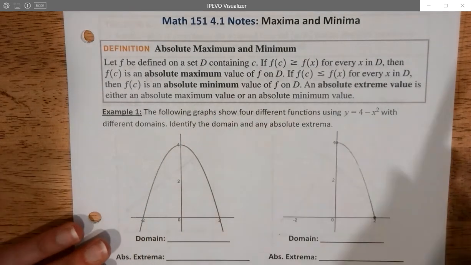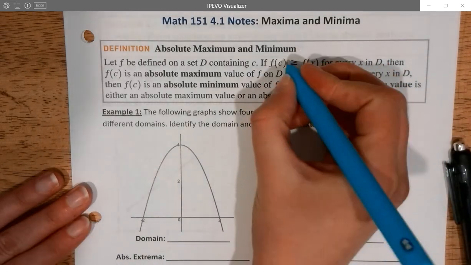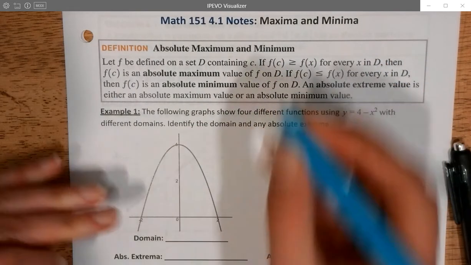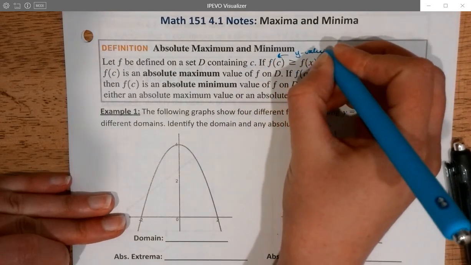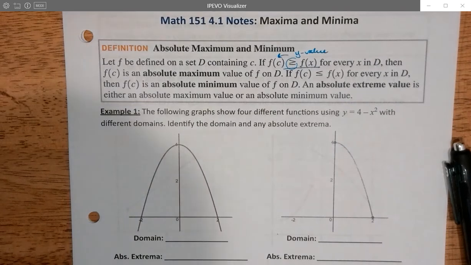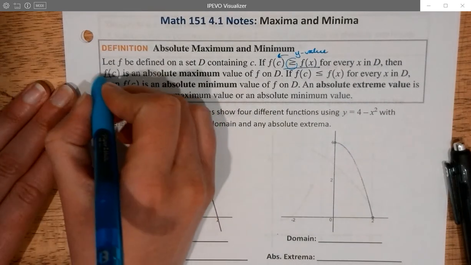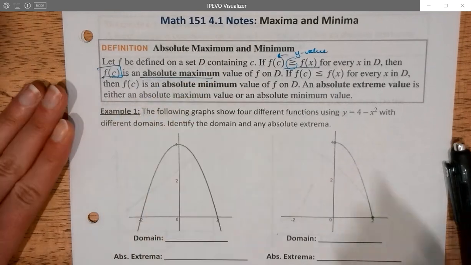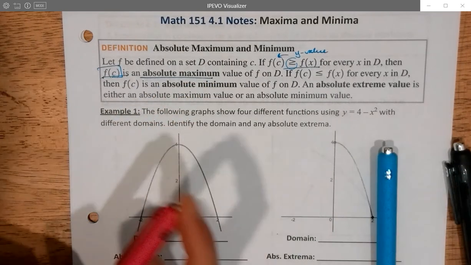The definition of an absolute maximum is that the point f of c, which is the y value, has to be greater than or equal to all other f of x values, so all other y values for every x in the domain. Then f of c, again that's that y value, is an absolute maximum. The same is true for the absolute minimum if it's instead smaller.